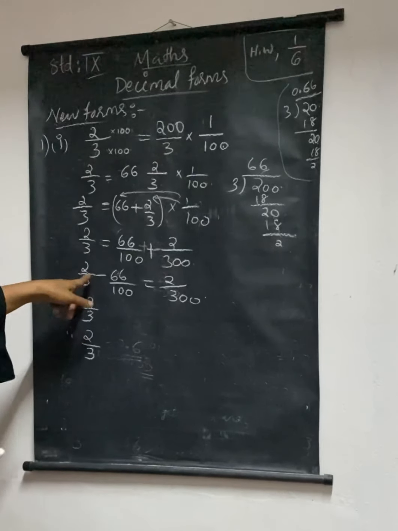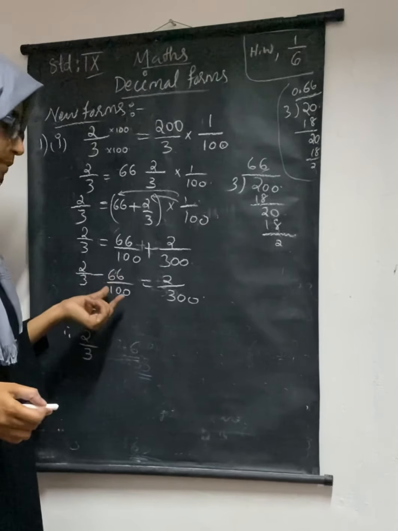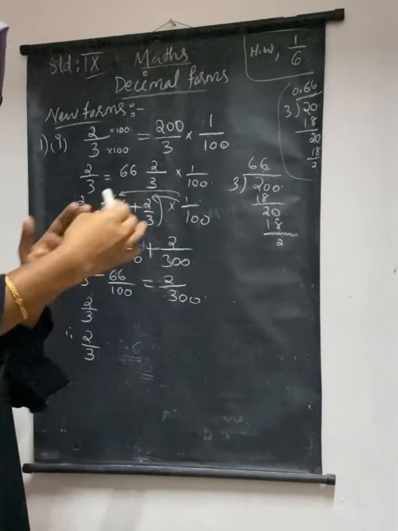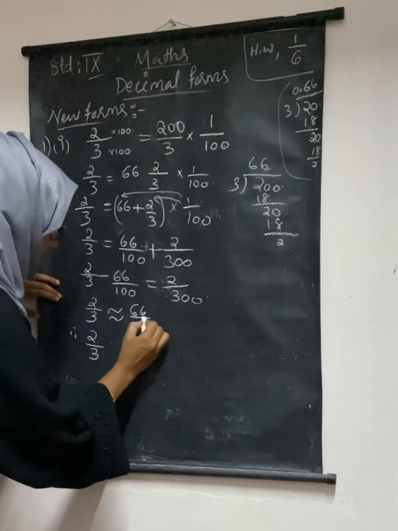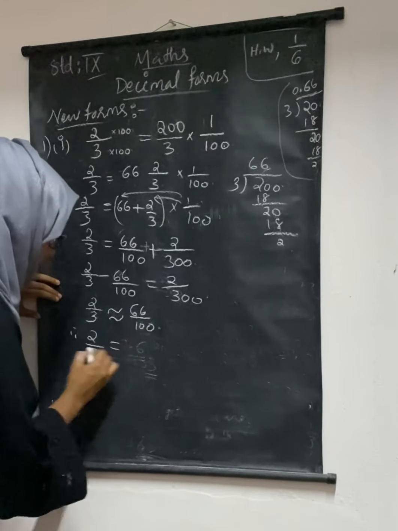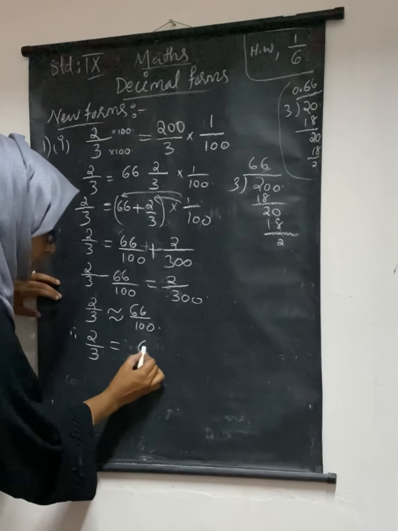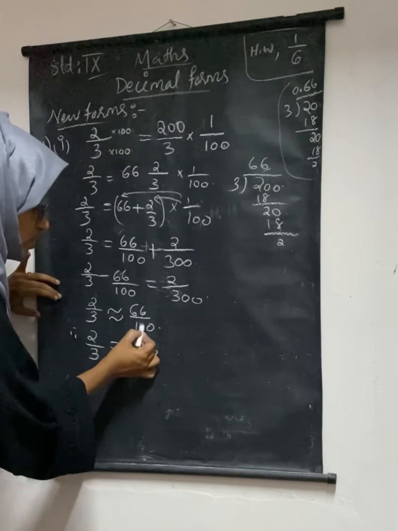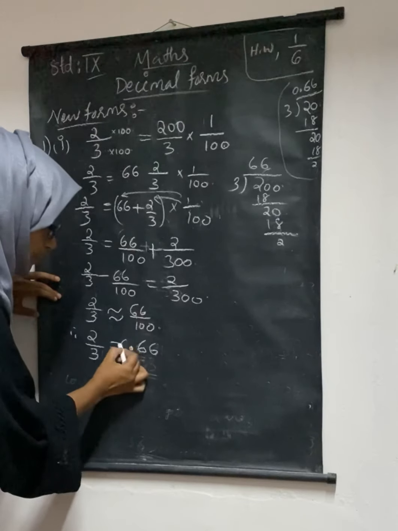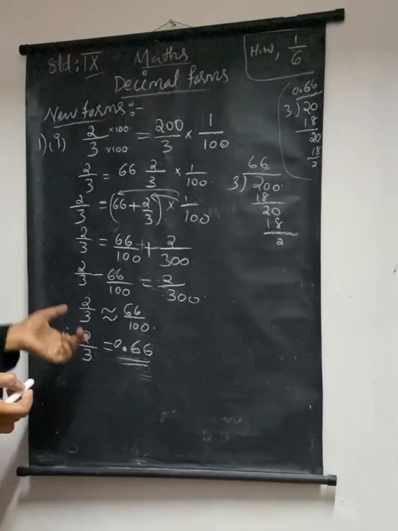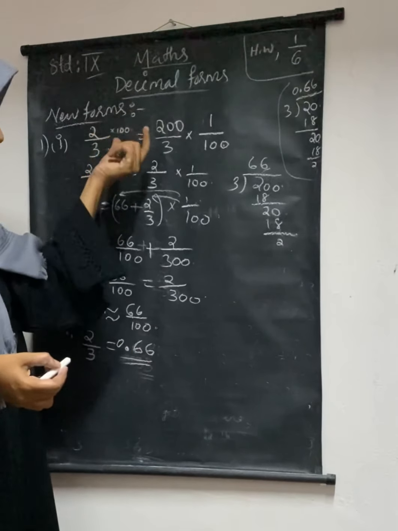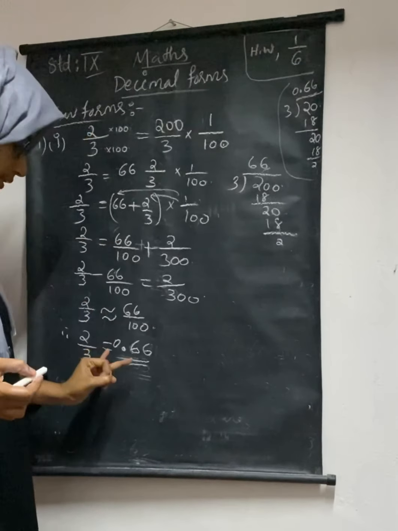So we know that this 2 by 3 and 66 by 100 are closer to each other. That means it is approximately equal to 66 by 100. That means 2 by 3 is equal to the 66 I have to write here, and the 2 zeros, count 2 here and put a 0. So that 0.66 you are getting. So this 10 over, now 100 over, 0.66.